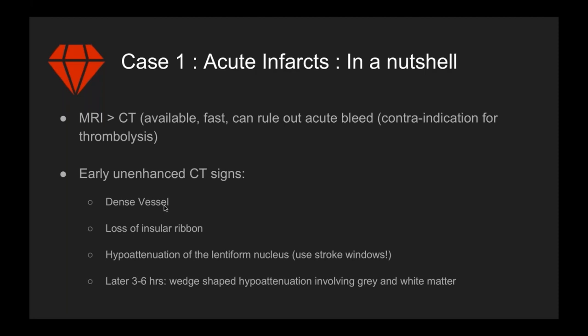Besides the dense vessel, which we saw on this scan, what are the other signs of an early infarct on CT? You've also got loss of the insular ribbon, and hypoattenuation of the lentiform nucleus. I definitely recommend using stroke windows. Just alter your windows, because it makes a world of difference. Later on, 3 to 6 hours after the initial insult, you'll start seeing a wedge-shaped hypoattenuation involving both the grey and white matter. It goes right out to the periphery, which is how we know that this is cytotoxic edema rather than vasogenic.